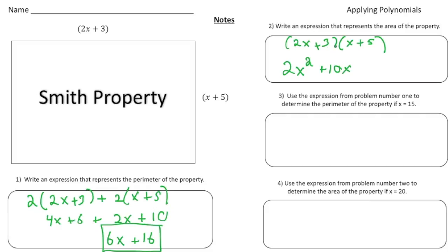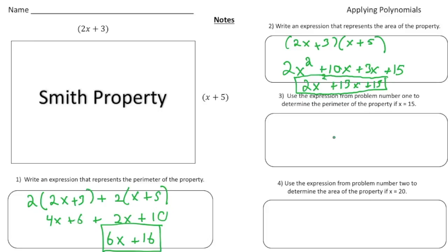The inside terms, 3 times x is 3x. And then the last term is 3 times 5 is 15. So this would simplify to 2x squared plus 13x plus 15. Let me squeeze that down here. So 2x squared plus 13x plus 15, and that expression represents the area of the Smith property.